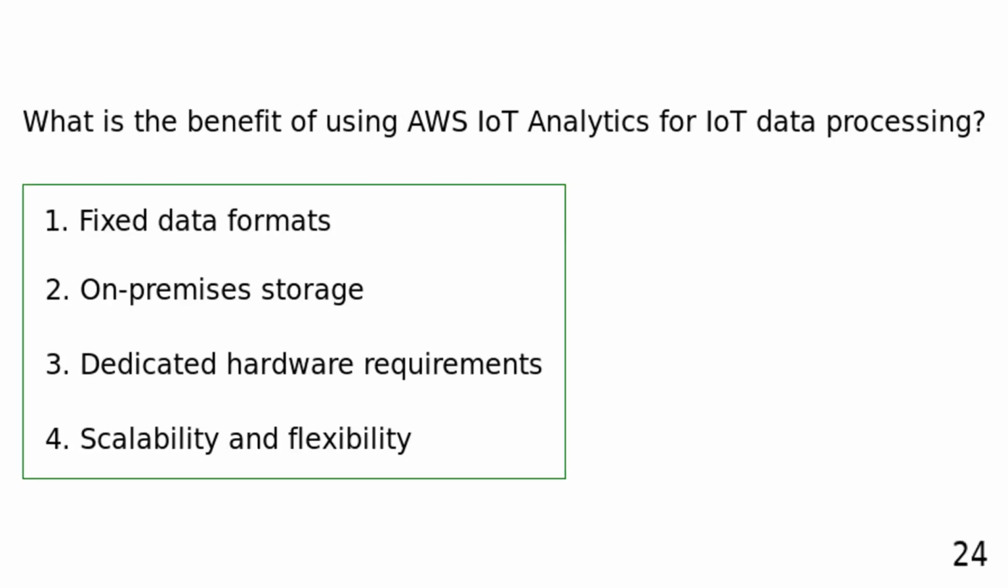What is the benefit of using AWS IoT Analytics for IoT data processing? Fixed data formats, on-premises storage, dedicated hardware requirements, scalability and flexibility.